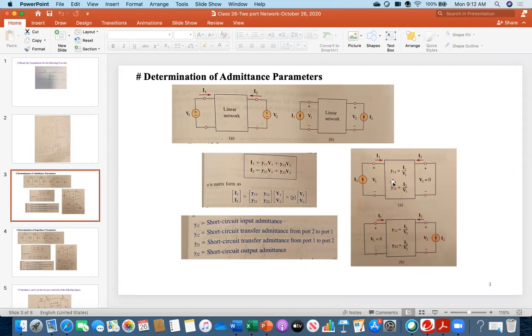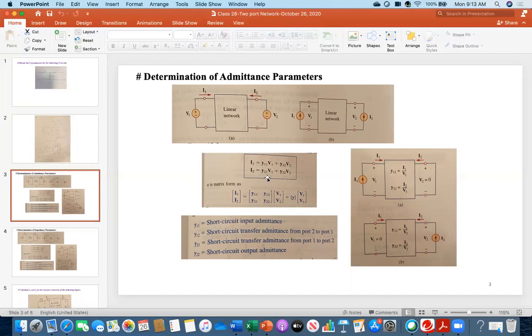Now here on the right side, it is explaining how to calculate the admittance parameters. So this is the generalized equation. I1 is Y11 V1 plus Y12 V2, and I2 is Y21 V1 plus Y22 V2. Therefore, by using these equations, you have to find out those four parameters.